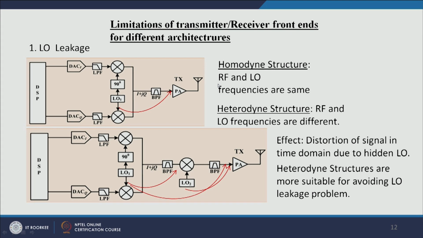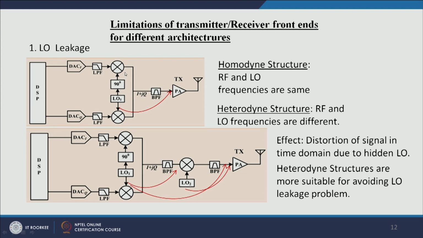As you know, in the homodyne structure we have a signal at RF and the LO frequency is equal to the RF frequency. In the heterodyne structure we can choose our LO frequency separate from the RF frequency. So, what is LO leakage? Basically, when we are putting our signal in quadrature phase by using an LO, some of the LO might directly leak into the direct path. So, what will happen in the case of homodyne?